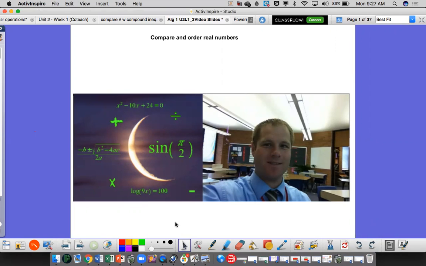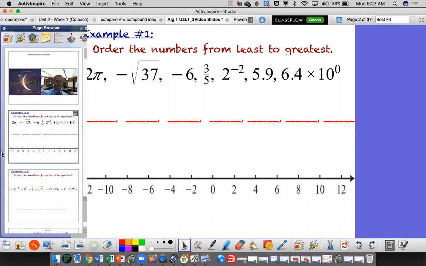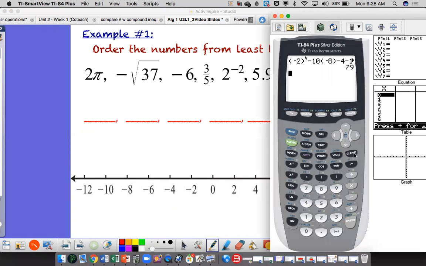In your notebook, the first example we're going to talk about is this one right here. Some cool things that we need to be able to do involving our calculator would be trying to figure out where some of these buttons are, like the pi button. To order numbers from least to greatest, the easiest way to do this is to get their decimal.